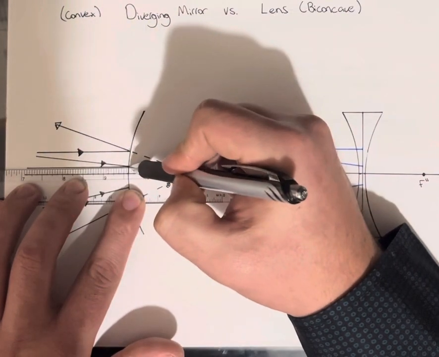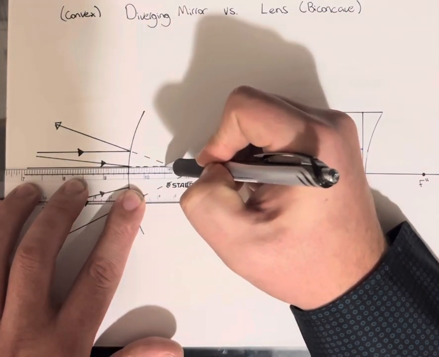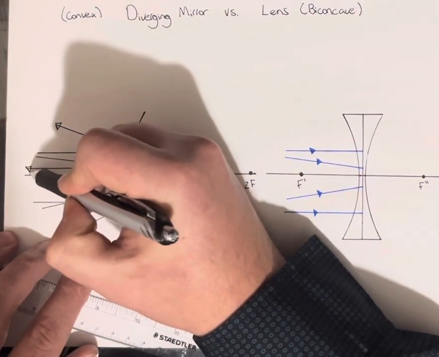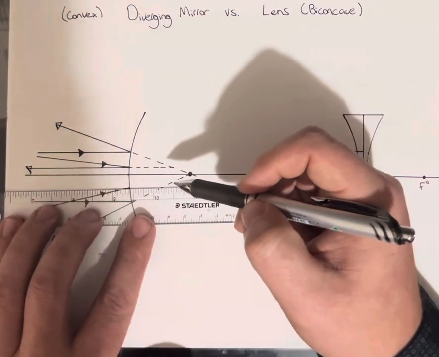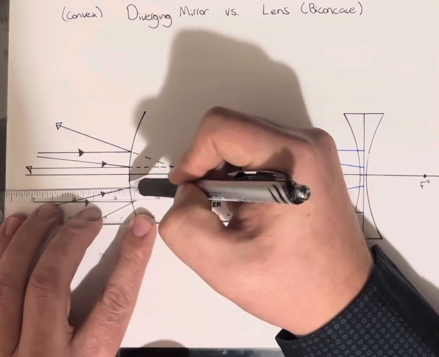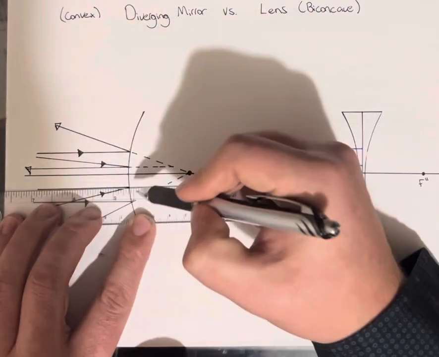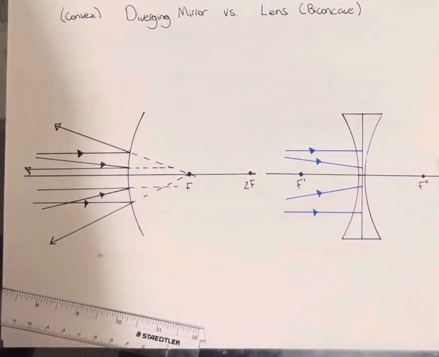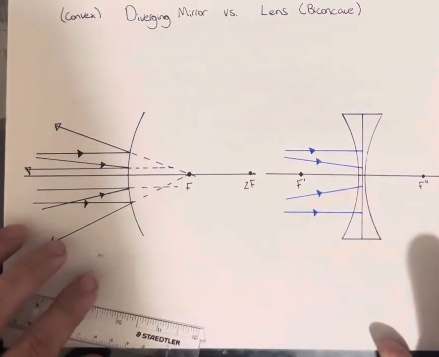And we also drew our dotted lines backwards into the virtual side of the mirror. So this here would be a reflected ray, as well as in this scenario, a reflected ray would be traveling parallel to the principal axis with our dotted lines continuing it. Right, so that is just a quick little refresher of our diverging mirrors.